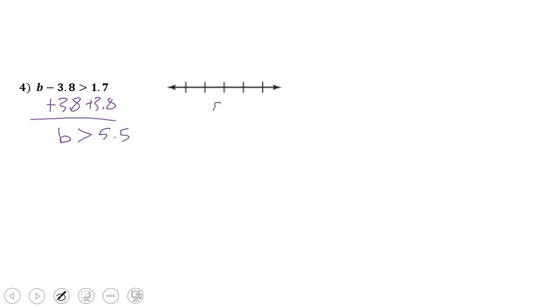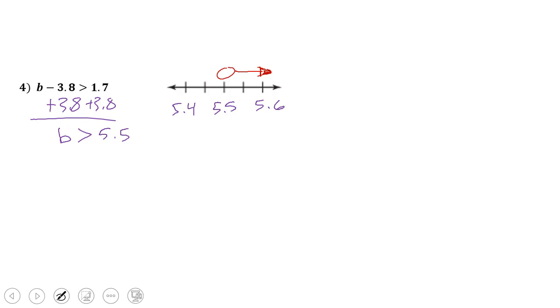My target number, 5.5. I have 5.6 is greater, 5.4 is less. I know I'm going to have an open circle on my target number. I was saying it and not doing it. Open circle because it is not included in the solution, and since my variable is on the left, I can graph to the right and follow the inequality symbol.